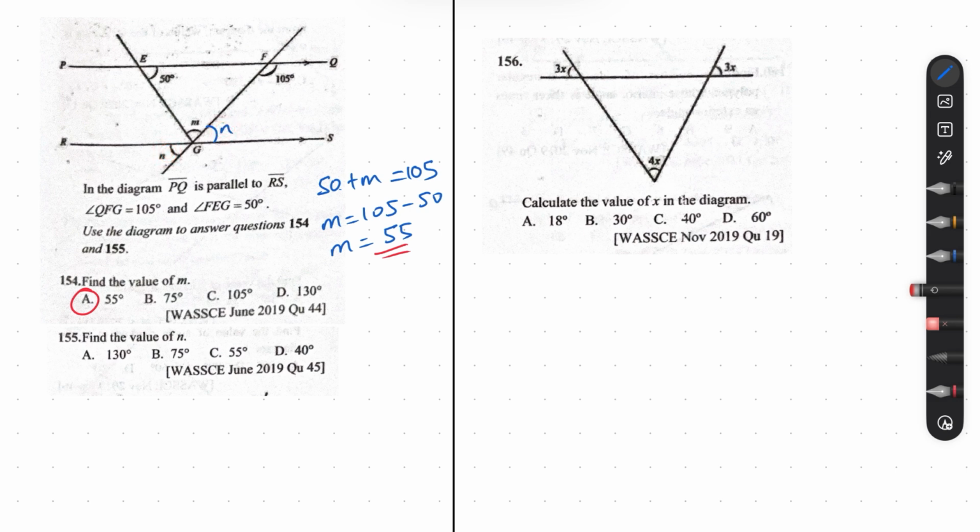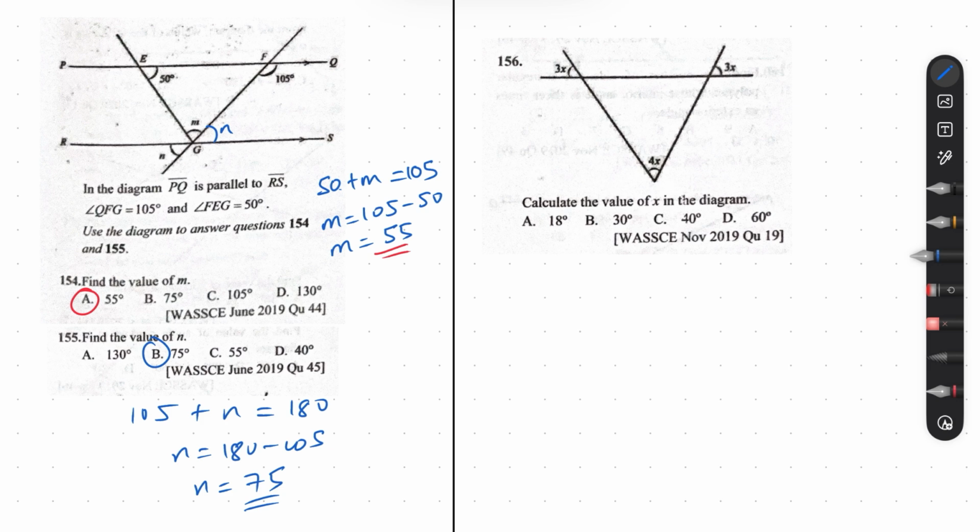We know that co-interior angles add up to 180. So if you add n and 105, you should get 180. So 105 plus n should give us 180. So n is 180 minus 105. N will then give us 75, which is B. Let's move on to question number 156.